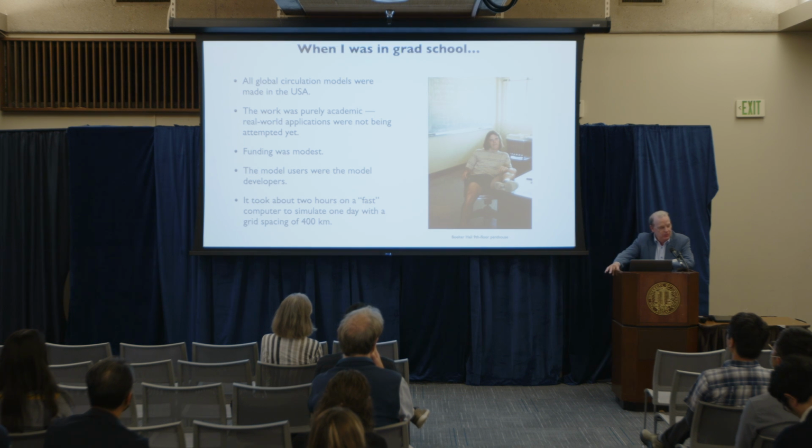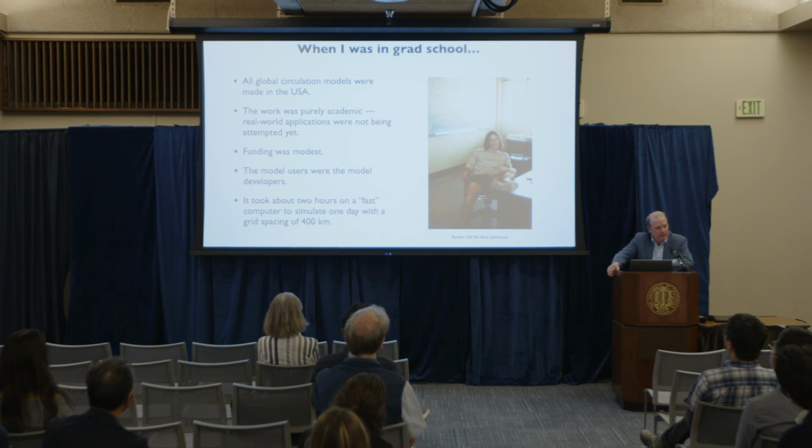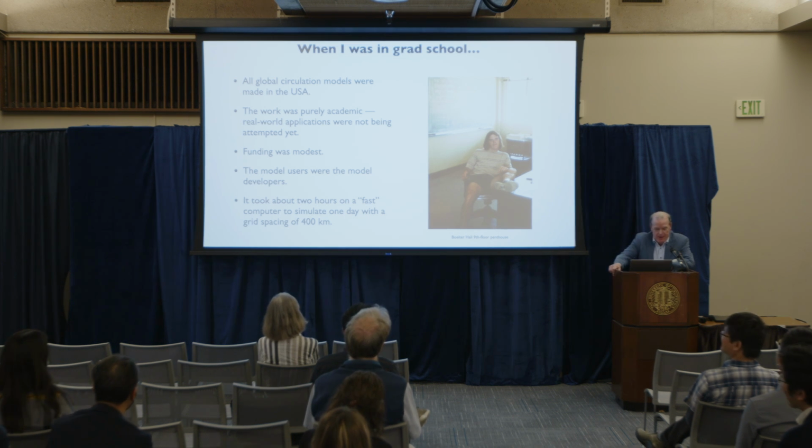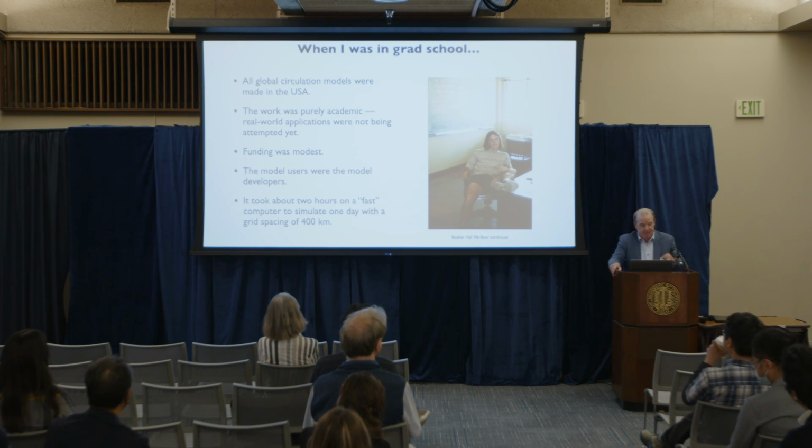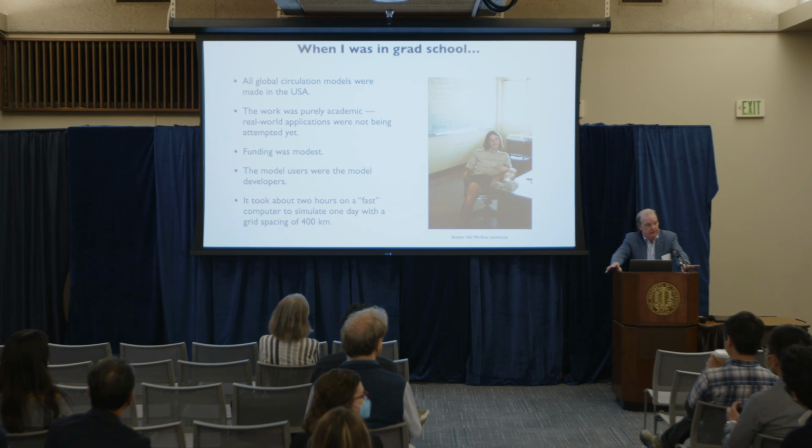And let's go back to grad school. This picture was taken in the 9th floor penthouse in Boelter Hall over that way, in probably '72, maybe '73. At that time, all global circulation models were made in this country. They hadn't spread internationally yet. They were just starting to.